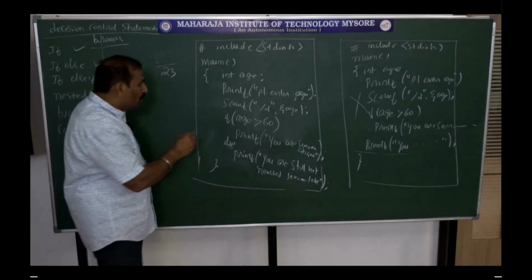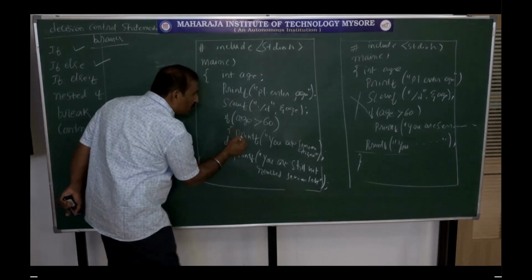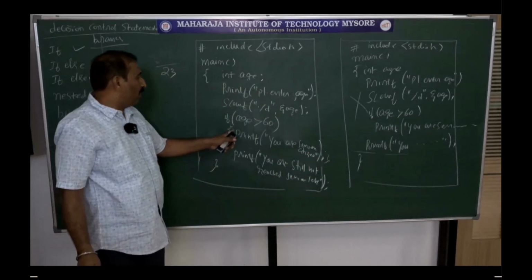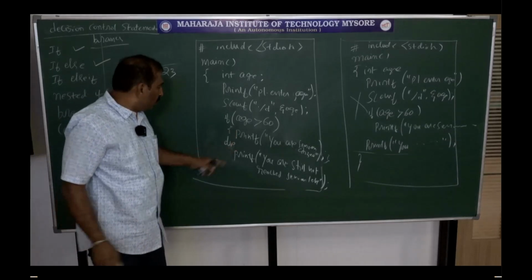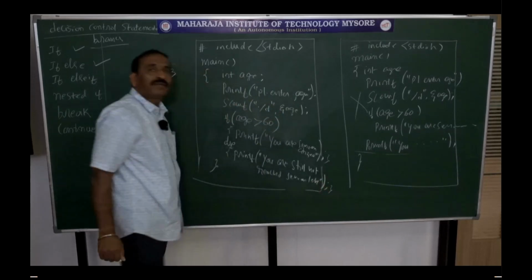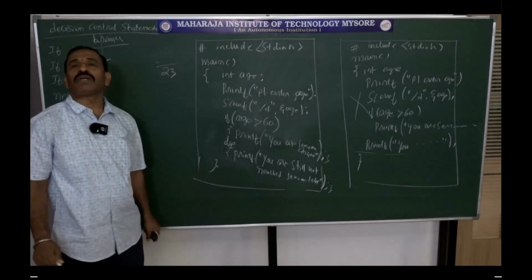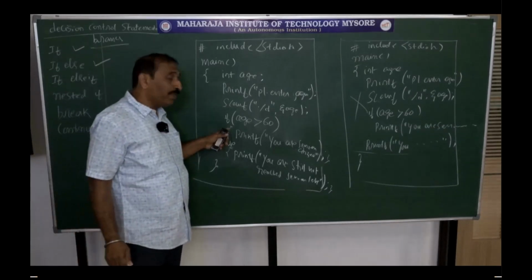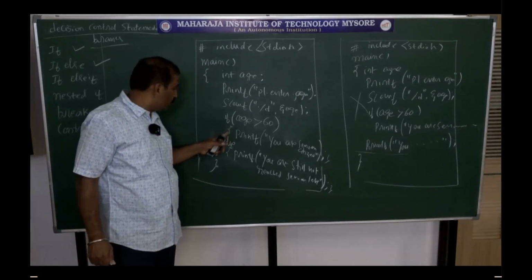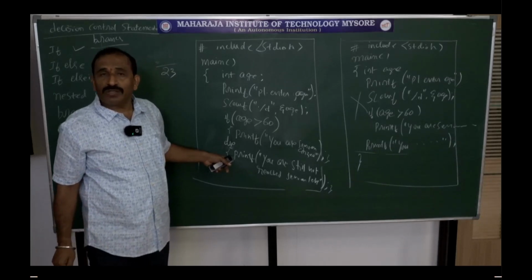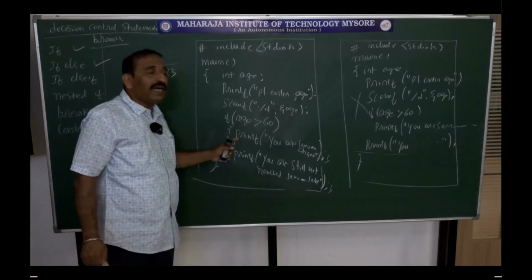Again, if you would like to have more statements executed, you can have flower brackets, some 10 lines of code for the if condition. Similarly, for the else condition also you can have 10 statements. So you can use flower brackets after this if condition, and for else also. So this is how you are supposed to use if and else.